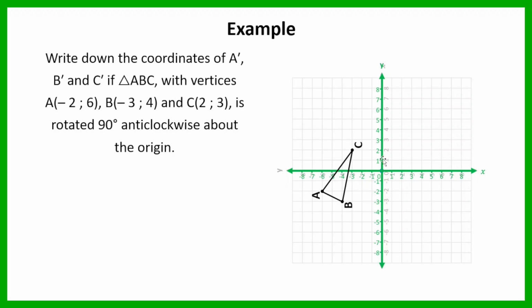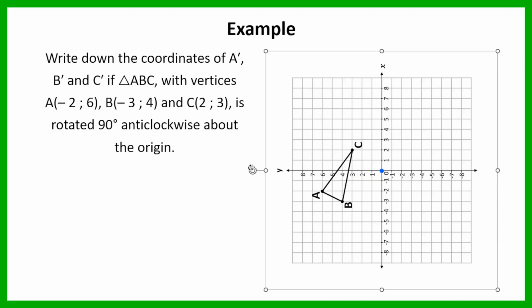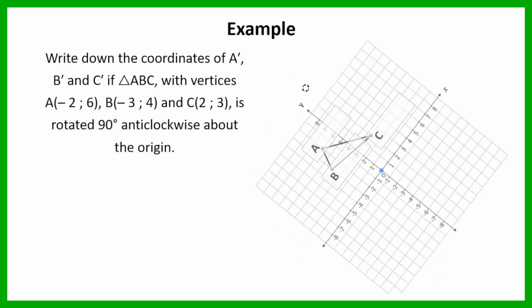So this is still the x-axis, this is still the y-axis, and have a look at where the points are. Now just look at all three of the points. So A is the point (-6, -2), B is the point (-4, -3), and C is the point (-3, 2). So now we're going to rotate it back again, and we're going to plot the triangle as we see it over here after the rotation.